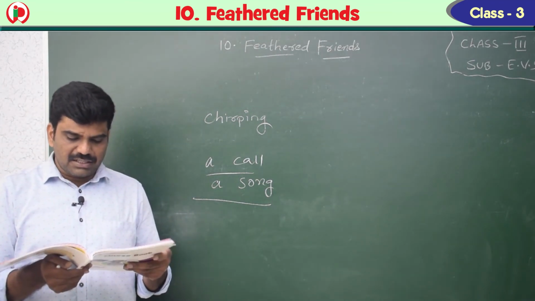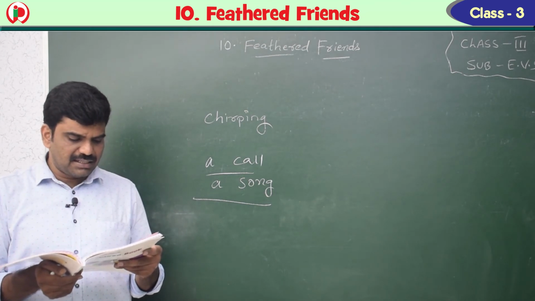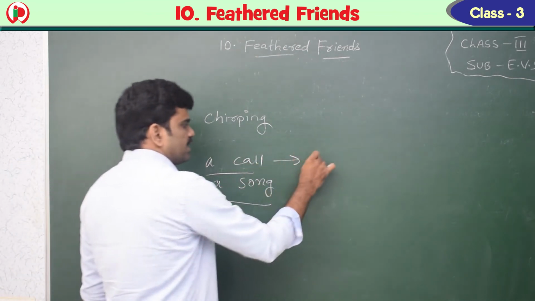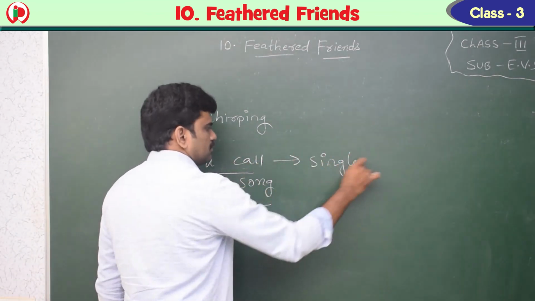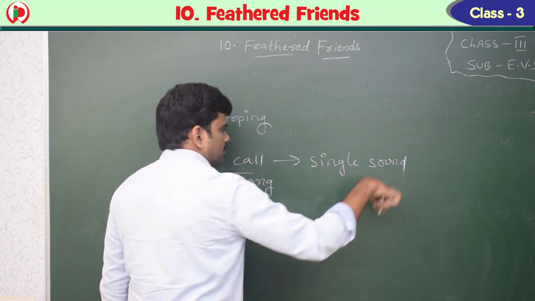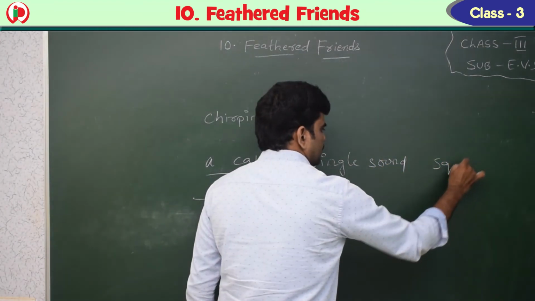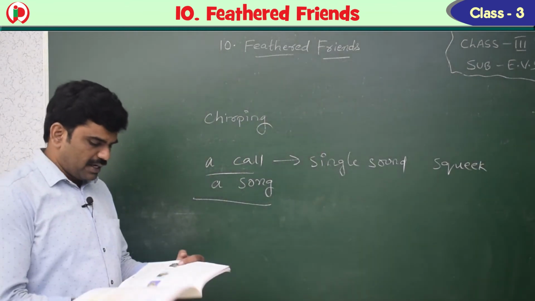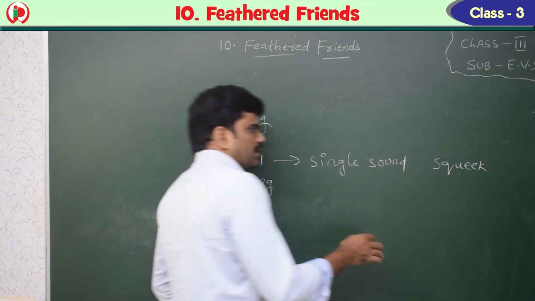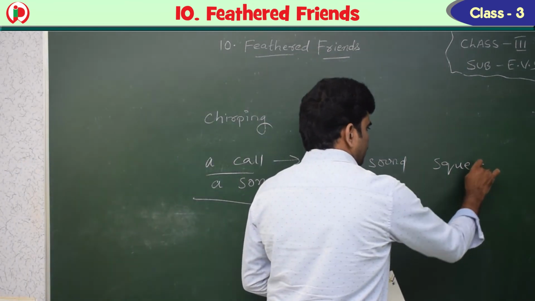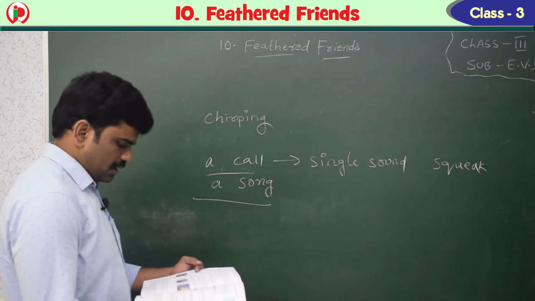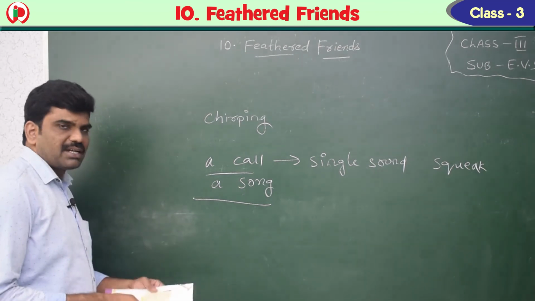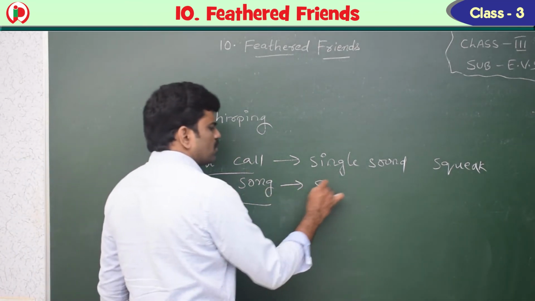A call is a single sound such as a squeak, that is repeated often. Squeak, it's a single sound. A call is a single sound, a squeak. It repeats again. Okay. So here, squeak, squeak. Next one. A song is a series of notes that sounds musical. Series of notes.